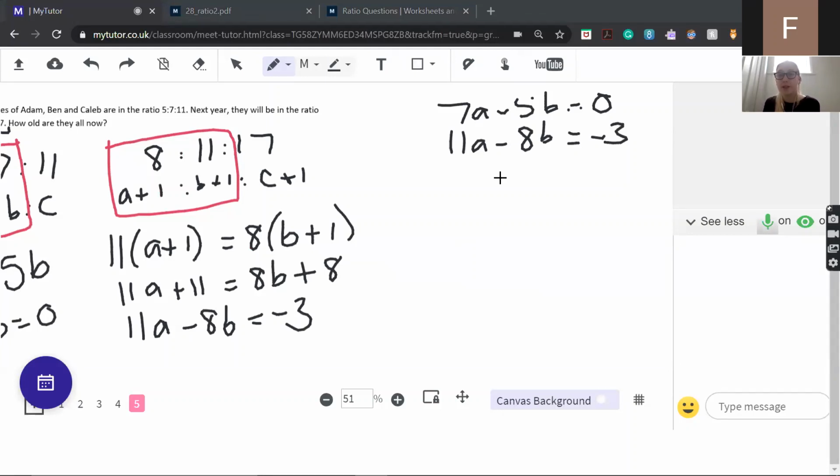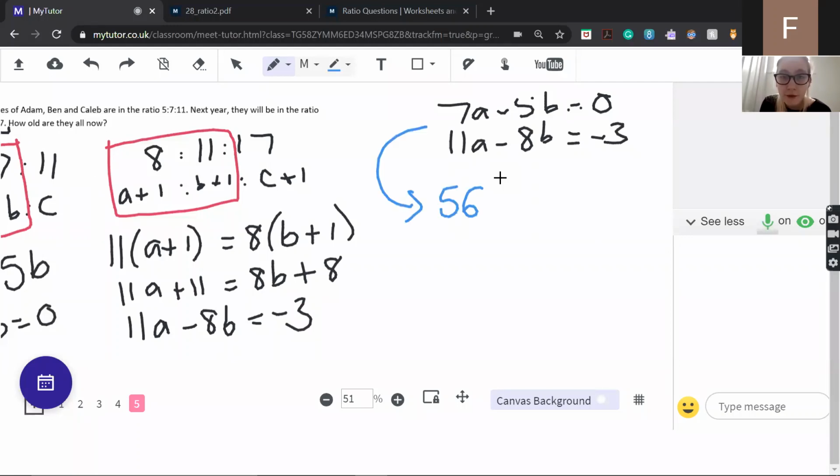So now what we're going to do is just solve these simultaneous equations. So I'm going to make the b's equal. I'm going to make them both equal to minus 40. So with our first equation, and if you're not following this, I did a session on simultaneous equations last week, so go and have a look at that. I'm going to multiply this equation by 8, and that therefore becomes 56a minus 40b equals 0. And this equation I'm going to multiply by 5.